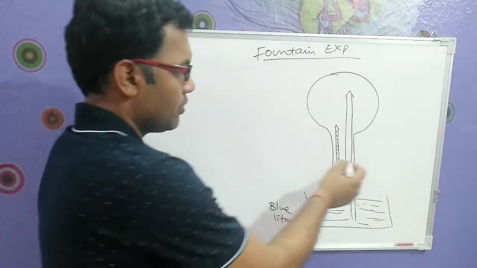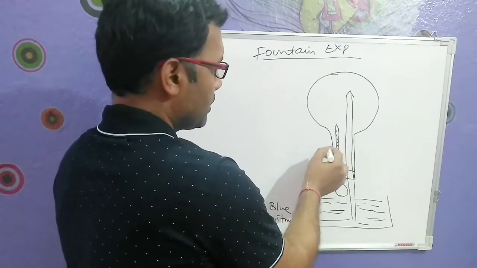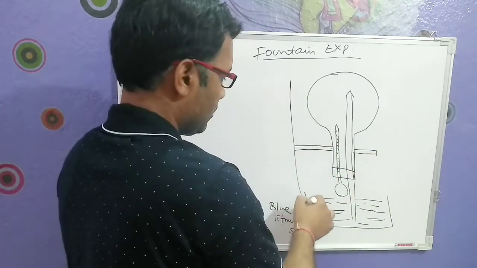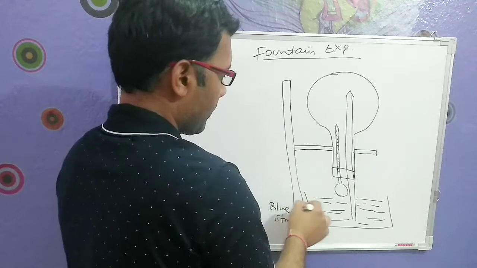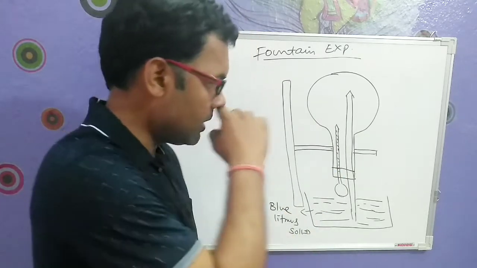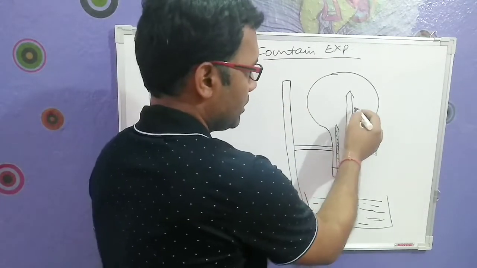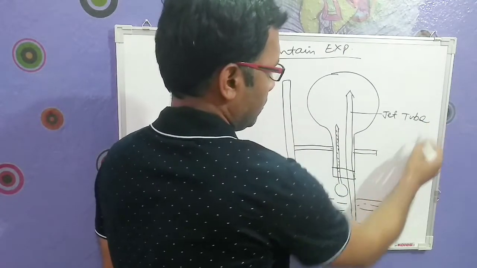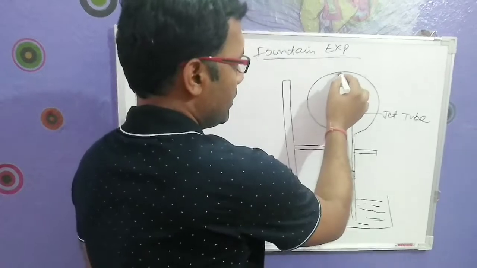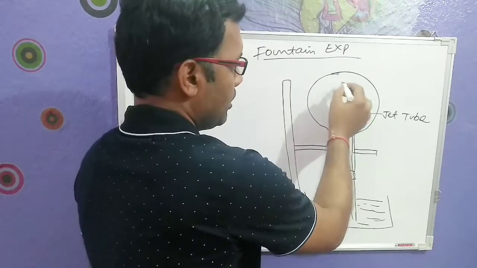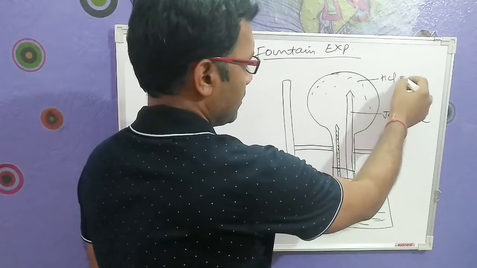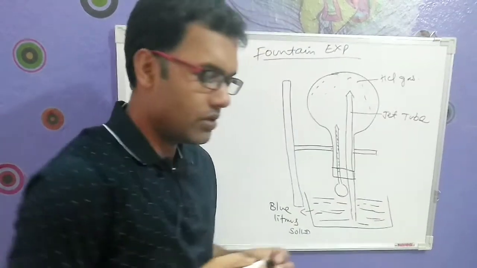Okay student, so here what we'll be doing, we'll be just clamping this so that the setup does not fall down. Okay, now coming to the, this is your dropper and this is your jet tube. This is the dropper, and inside this inverted flask we are having small amount of HCl gas. Now see here student, what happens?